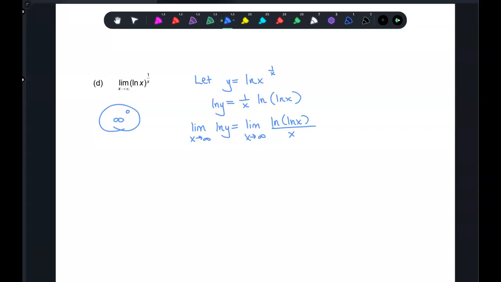Think about the inside: natural log of infinity goes to infinity, and the natural log of that will still keep going to infinity, and the denominator too. So now I can do L'Hopital's rule. It's going to be 1 over natural log of x times 1 over x, over 1. So that's just going to be 0. Therefore, we get e to the 0, which is 1.